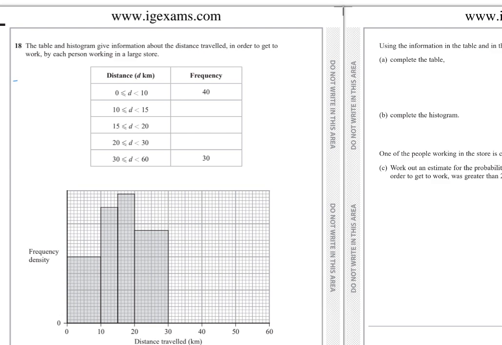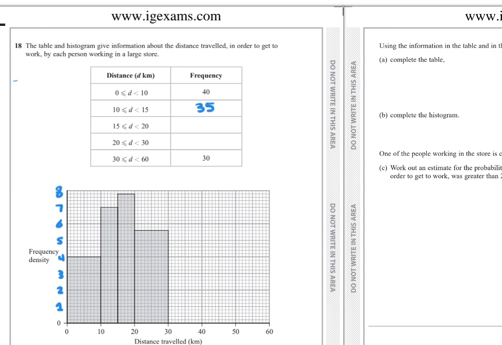1, 2, 3, 4. So each big square represents 1. So 1, 2, 3, 4, 5, 6, 7, 8. Now we have the scale. So we can find the area for the second rectangle, which is the frequency. From 10 to 15, it's halfway between 10 and 20, so 15. From 10 to 15 is 5. 5 times 7 is 35, so 35 for the second group.